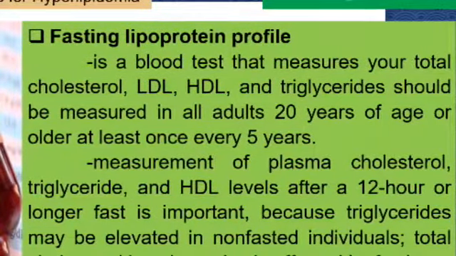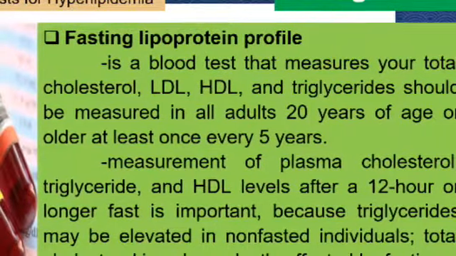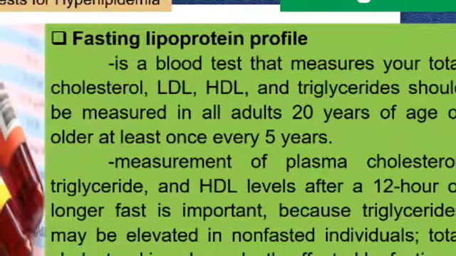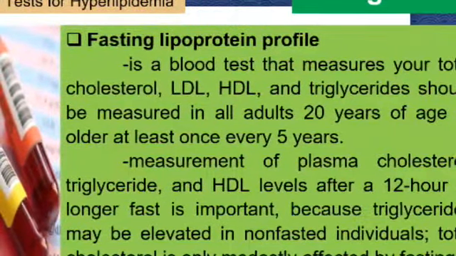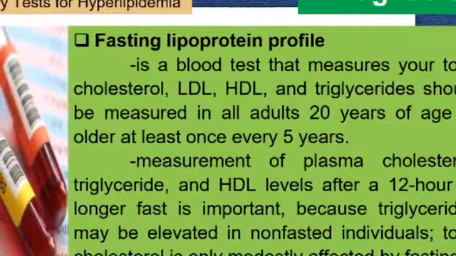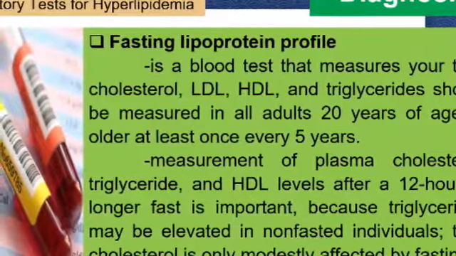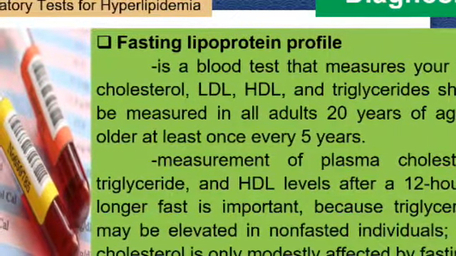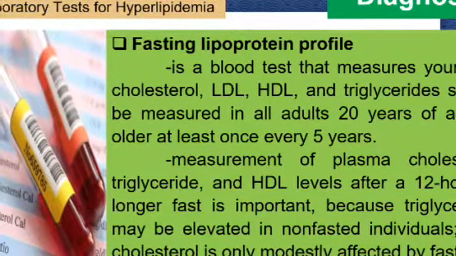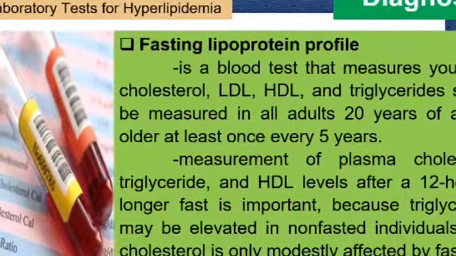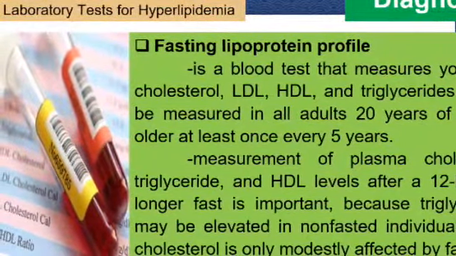Diagnosis. The laboratory test for hyperlipidemia is a fasting lipoprotein profile. It is a blood test that measures your total cholesterol, LDL, HDL, and triglycerides. It should be measured in all adults 20 years of age or older at least once every 5 years. Measurement of plasma cholesterol, triglyceride, and HDL levels after a 12-hour or longer fast is important, because triglycerides may be elevated in non-fasted individuals, while total cholesterol is only modestly affected by fasting.